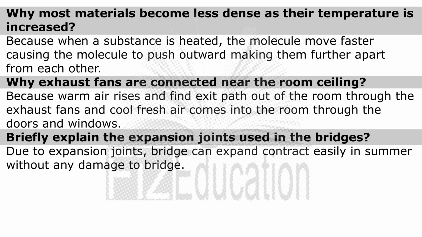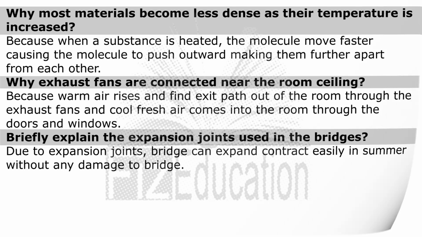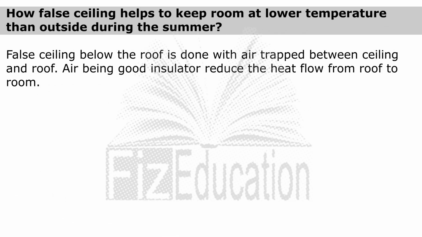Briefly explain the expansion joints used in bridges. Due to expansion joints, a bridge can expand and contract easily in summer without any damage to the bridge. How does a false ceiling help to keep a room at a lower temperature than outside during the summer? A false ceiling below the roof is done with air trapped between ceiling and roof. Air being a good insulator reduces the heat flow from roof to room.